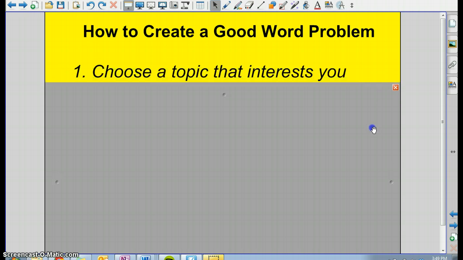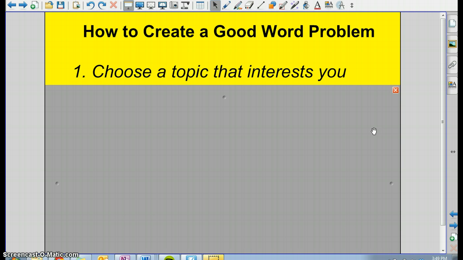And the first step is this: choose a topic that interests you. Think about something. Do you like video games? Do you like to shop? Are you interested in business? Think about if you really like food. Think about different events at school, such as a dance or the cafeteria or something like that.